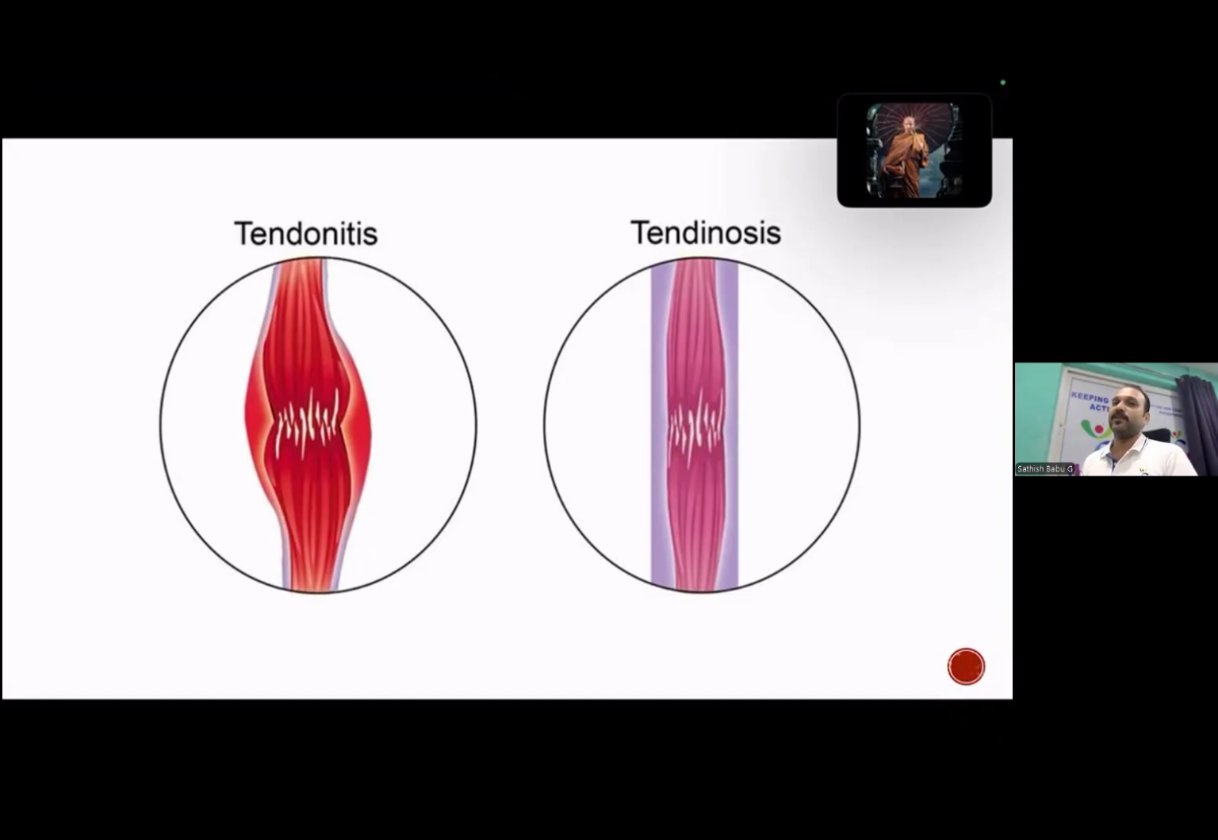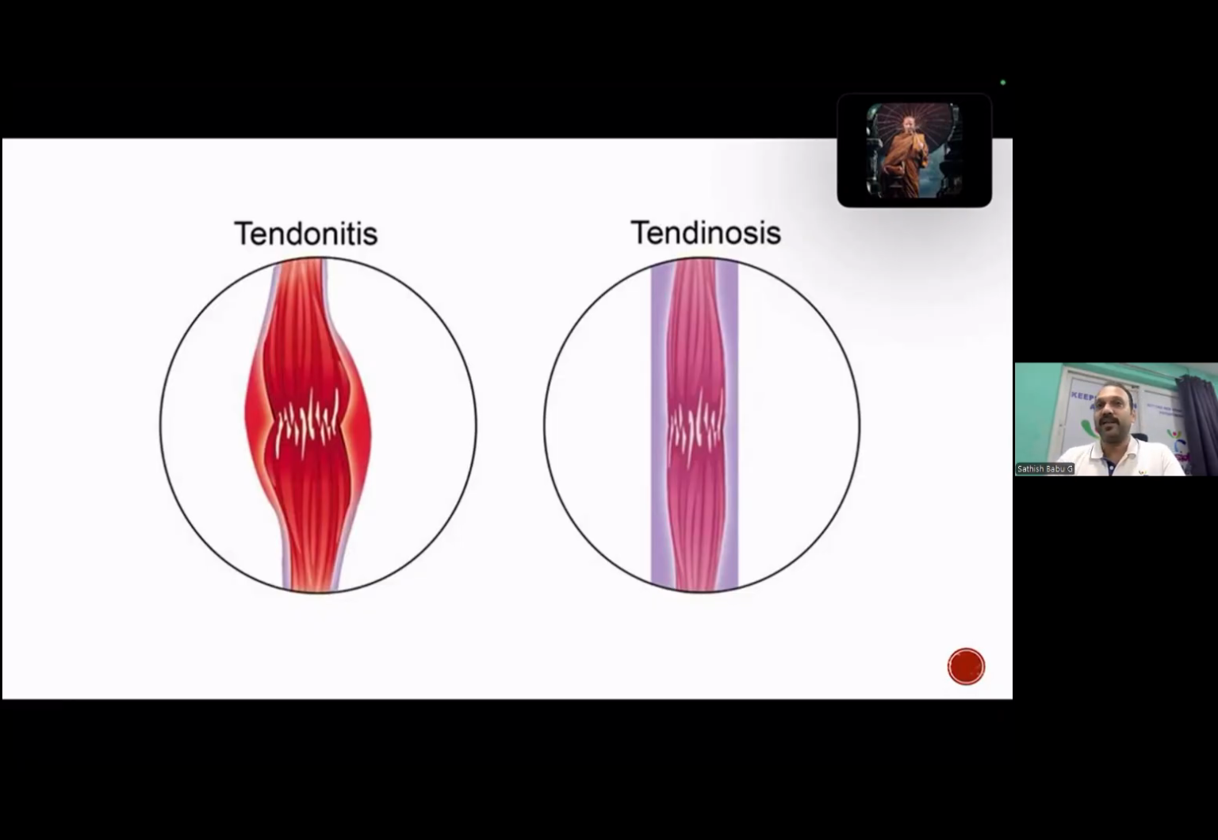Tendinitis is mostly inflammatory. During acute injuries, the tendon gets injured and inflammation sets in. Inflammation is part of the healing. So tendinitis is mostly healing, and tendinosis is mostly degenerative. As I mentioned about supraspinatus tendinosis in a senior citizen who had no history of fall injury, the tendon starts degenerating. So the degeneration happens within.